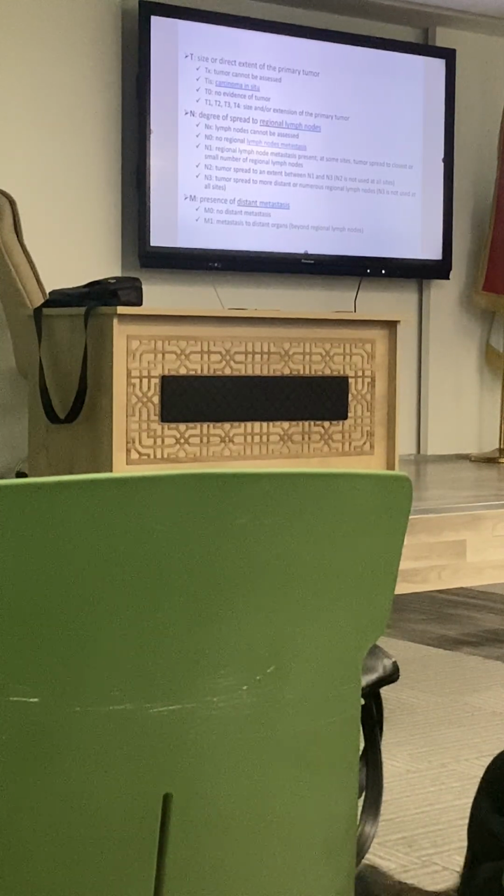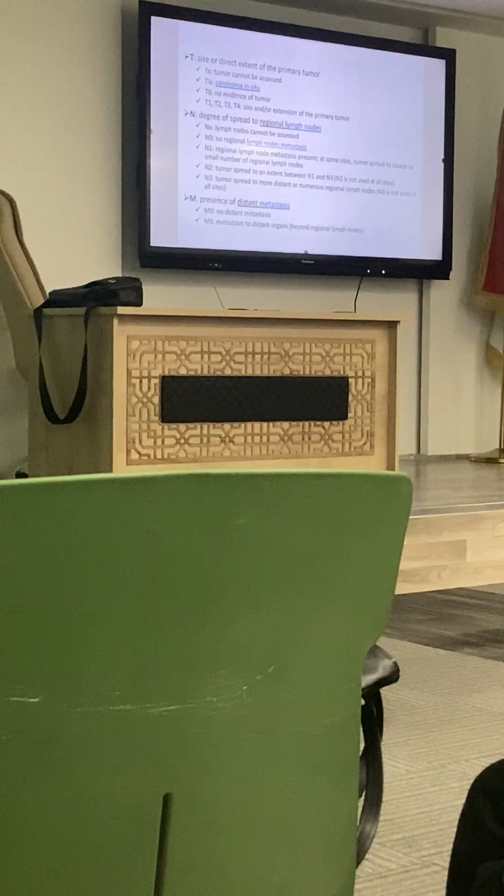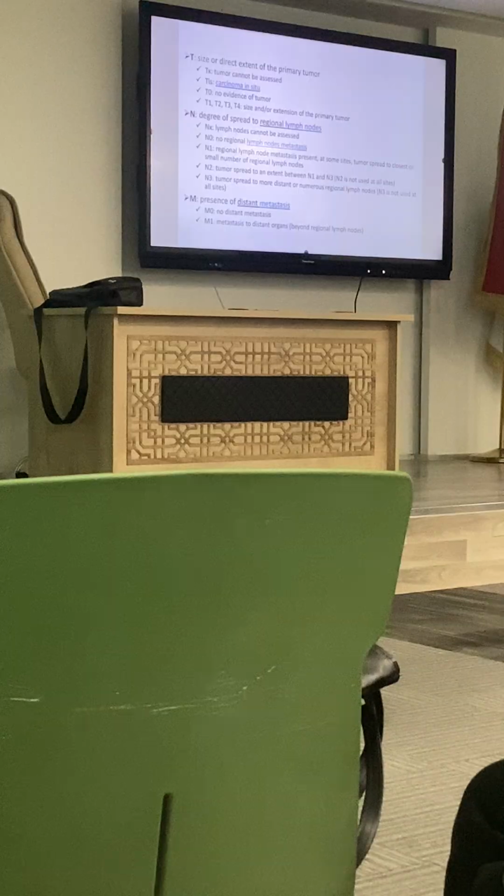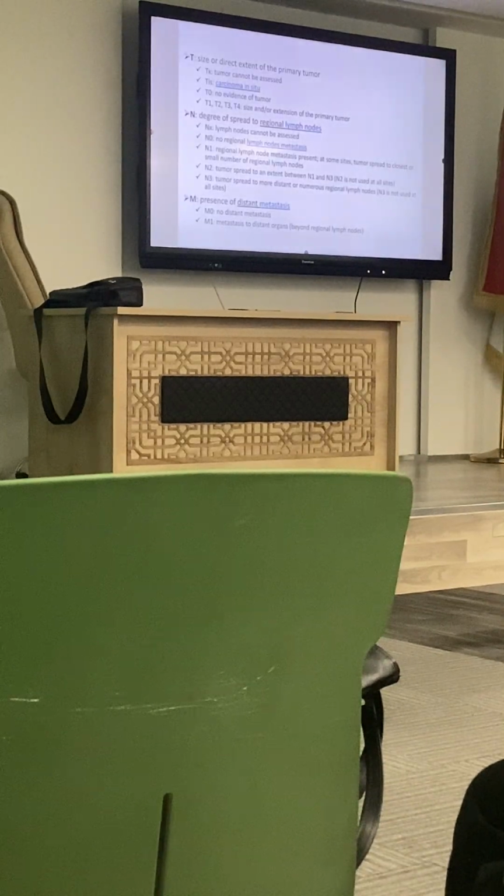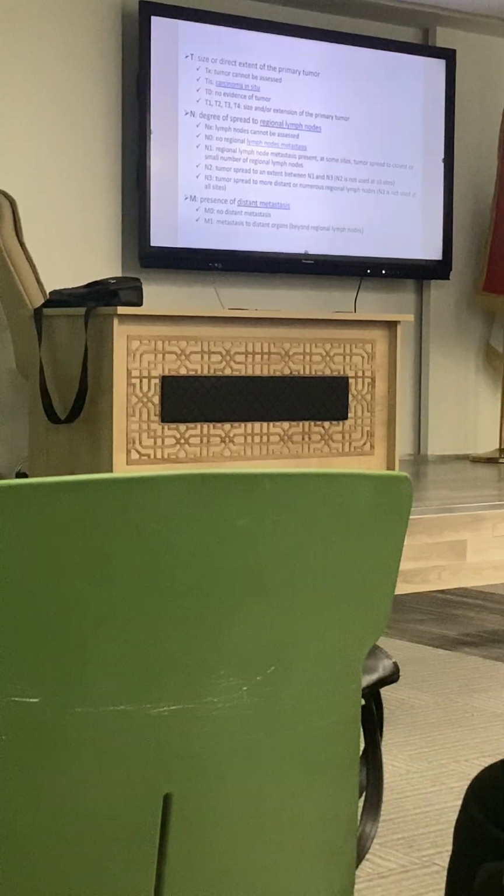First, T, the size or direct extent of the primary tumor. N, whether it has spread to regional lymph nodes. M, presence of distant metastasis. For example, if the size of the tumor is very small, is it good or bad? Good. The T is lower, the stage is lower, the treatment is better. If the tumor is large, the prostate is full of tumor, so the T is higher, the stage is higher, the treatment is worse, not effective. Clear?